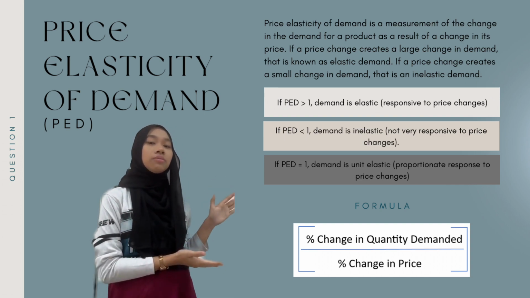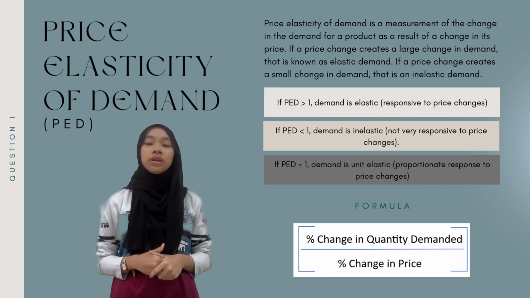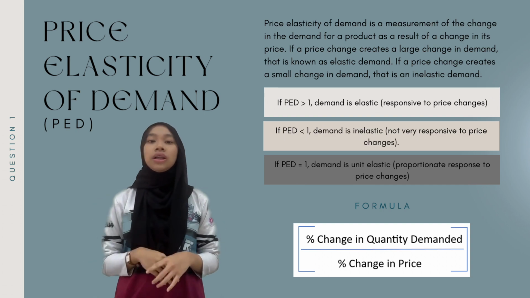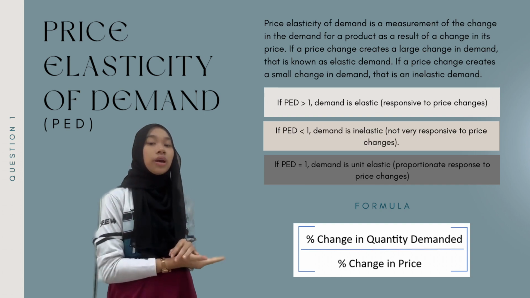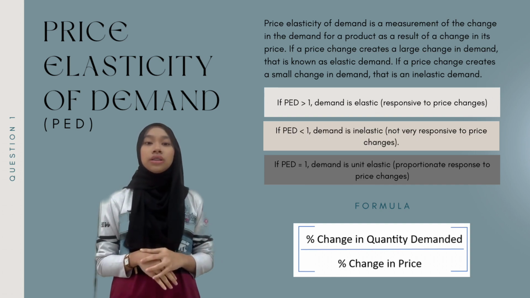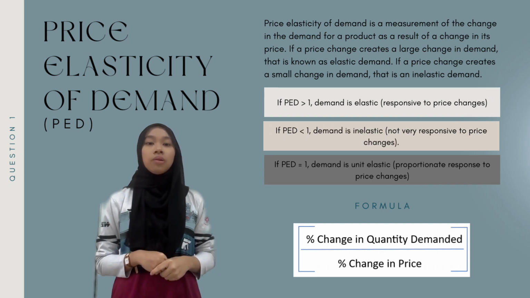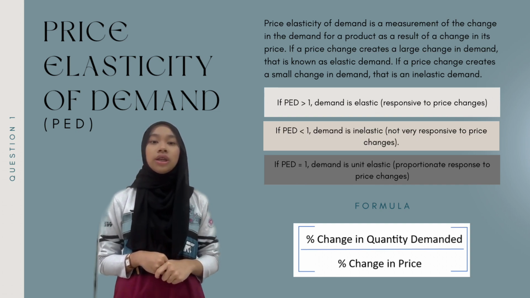If PED is more than 1, demand is elastic, which means it's responsive to price change. If PED is less than 1, demand is inelastic, which is not very responsive to price change. If PED equals 1, demand is unit elastic, meaning it is a proportionate response to price change. As for the formula, PED equals percentage change in quantity demanded divided by percentage change in price.